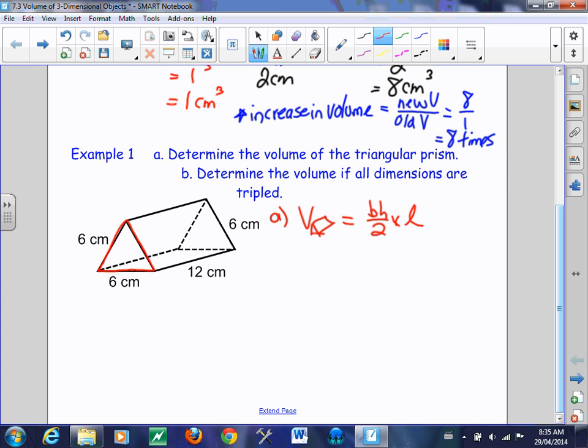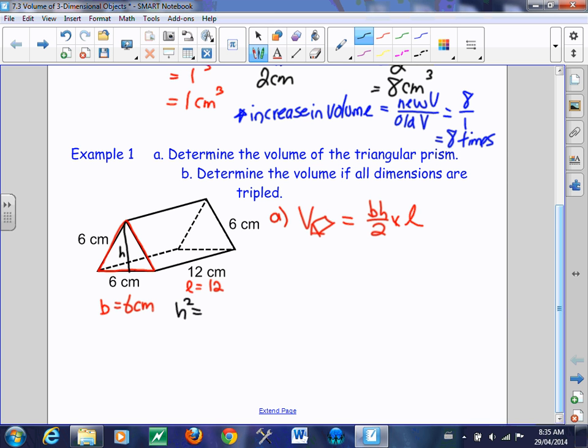Now what dimensions do we have? Do we have the length? Yes, we know the length equals 12. We know that the base of my triangle equals 6 centimeters. But do we have the height, ladies and gentlemen? No, we don't. So we're going to have to find the height. The height in this case is going to be this right here. So we're going to have to drop that and do Pythagorean theorem.